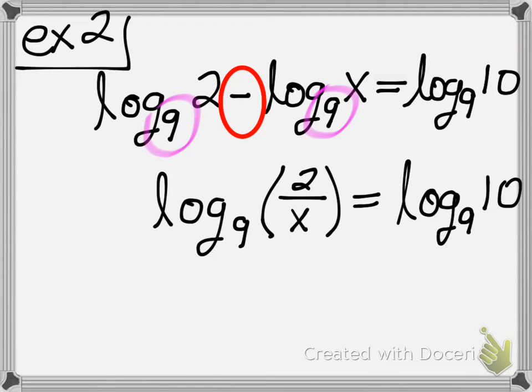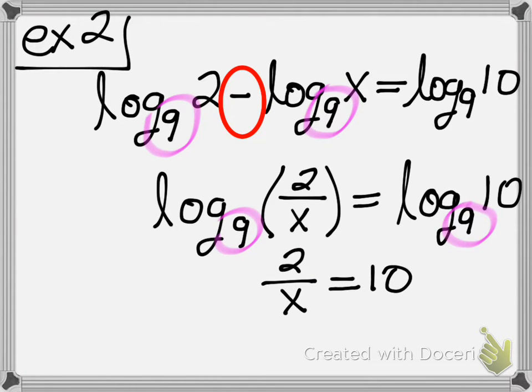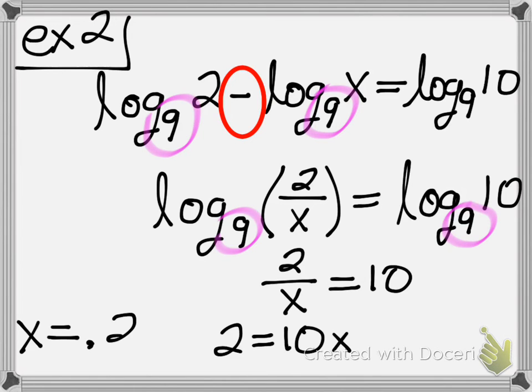From there, we're just going to solve like normal. Turn it into an exponential if possible. Or if you notice in this one, on both sides of the equal sign, we have the same base, which means what we're taking the logarithms of need to be the same. So drop the logs and then just solve this equation. So 2 should equal 10x. Divide by 10, x should be 0.2.